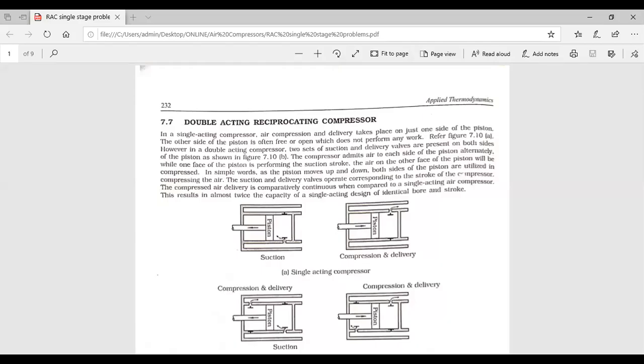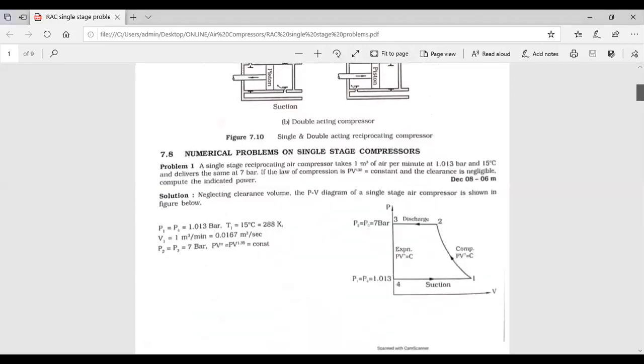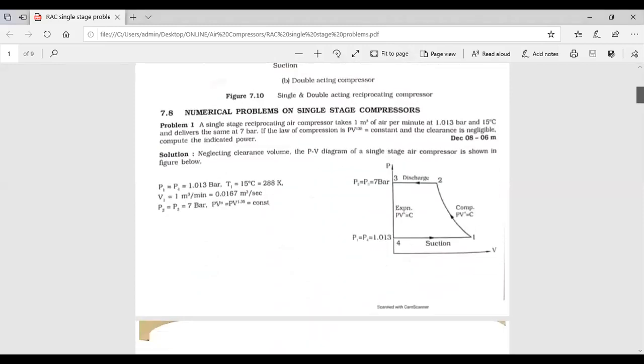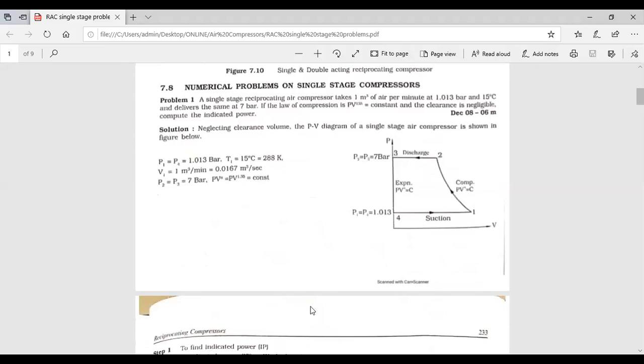Today, I'll discuss one numerical problem on a single stage reciprocating air compressor. One simple problem, without clearance volume. I'll dictate the problem. A single stage reciprocating air compressor takes 1 meter cube of air per minute at 1.013 bar and 15 degrees Celsius and delivers the same at 7 bar.